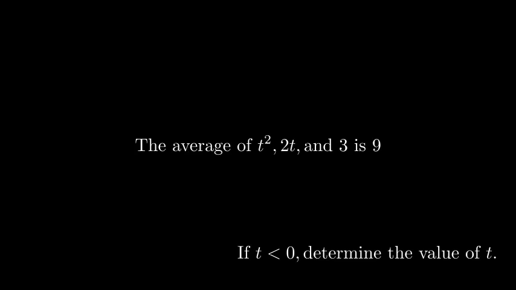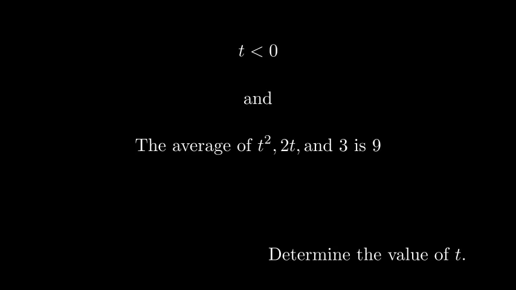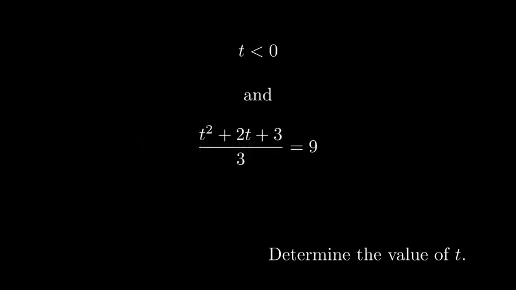So again, all we need to do here is translate the English into math. I'm just going to add that t is less than 0 as an assumption. And then the average of t squared, 2t, and 3 is just t squared plus 2t plus 3, all divided by 3. This is a quadratic equation with one variable.